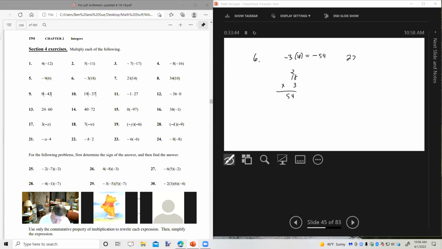How about problem 22? Negative h times 2. Well, that would be negative 2h. Or how about problem 20? Negative k times negative 9. Negative times negative is positive, so that's k9.